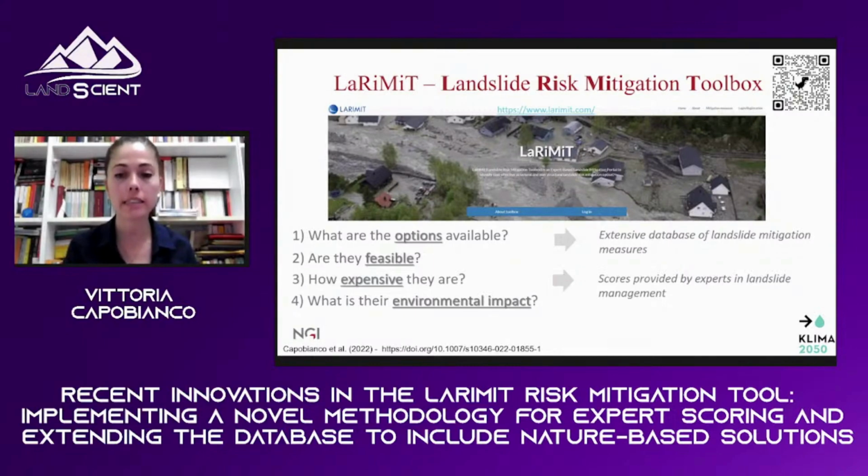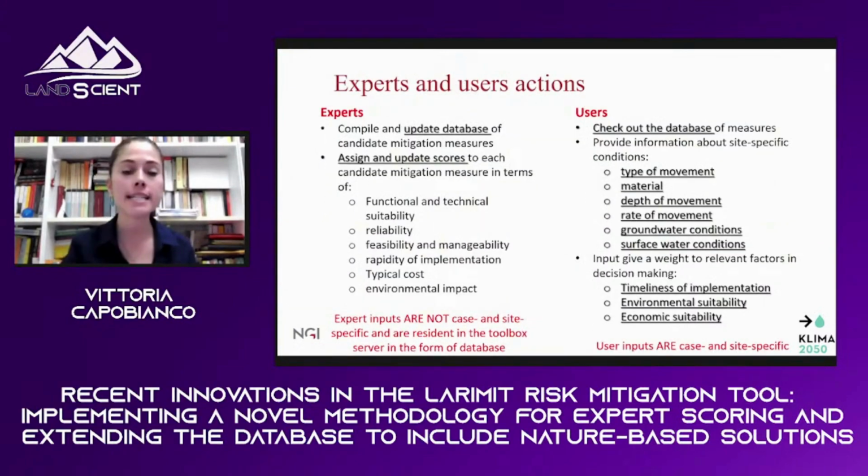And the way it's built is that there is an analytic hierarchy process that processes the scores provided by users and then gives back in return a ranked list of the most suitable mitigation measures. But I will explain in more detail how it works later on. So as I said, we have experts and we have users. The experts are those that compile and update the database, and they also assign and update the scores to each candidate measure in terms of functional and technical suitability, reliability, feasibility, typical cost, and environmental impact.